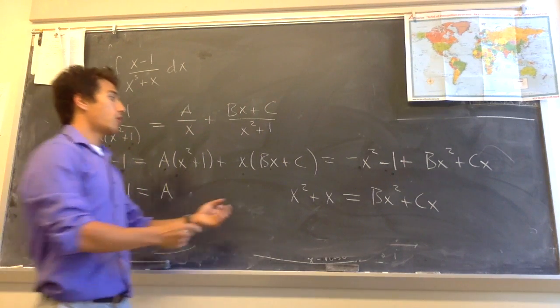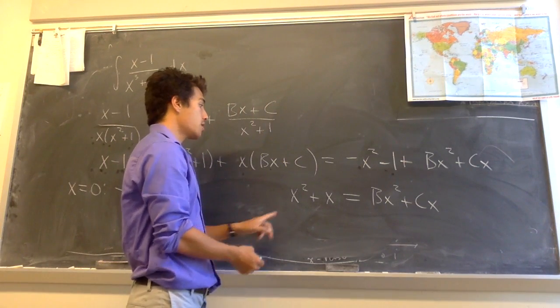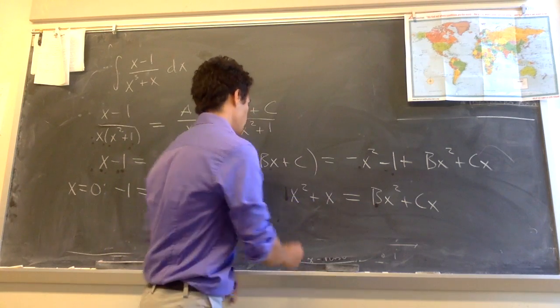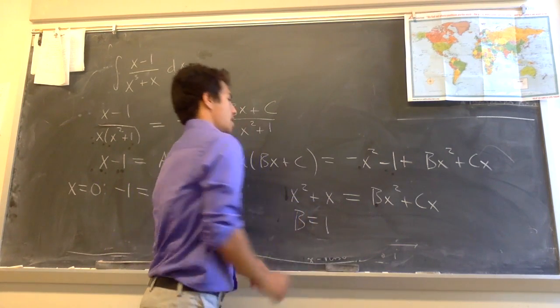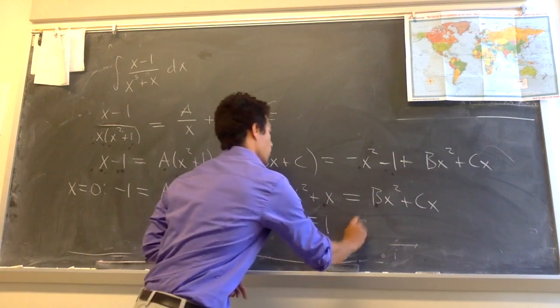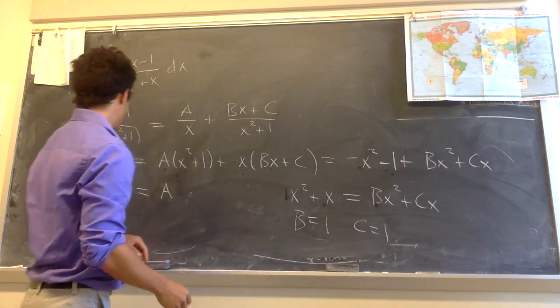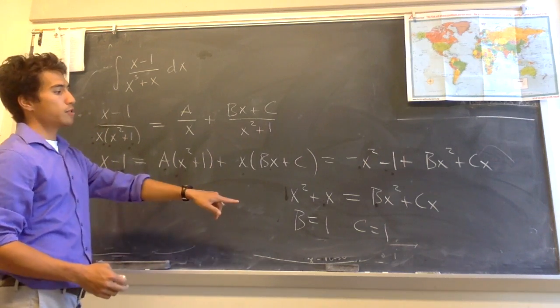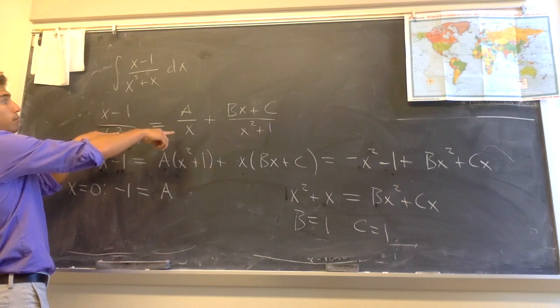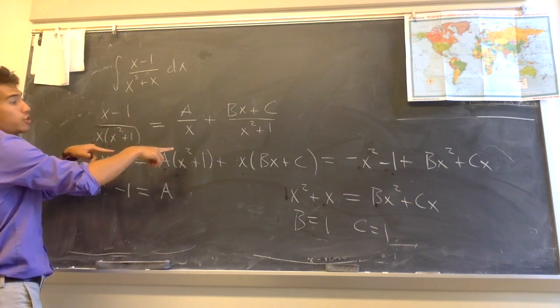If these are equal as polynomials, then the coefficient in front of the x squared term has to be the same on both sides. So B has to equal 1. And the coefficient in front of the linear term on both sides has to be the same. So C has to equal 1. So I found that A is negative 1, B is positive 1, and C is positive 1. And so I've written my integrand as a partial fraction decomposition.